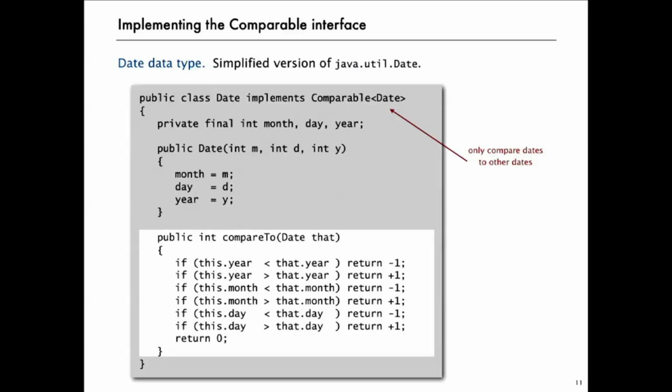Otherwise, the years must be equal, so we have to look at the months to do the compare, and so forth down to the days. Only if they're all equal do we return 0. So that's an example of an implementation of Comparable, by implementing the compareTo method to put dates in order, as you might expect.